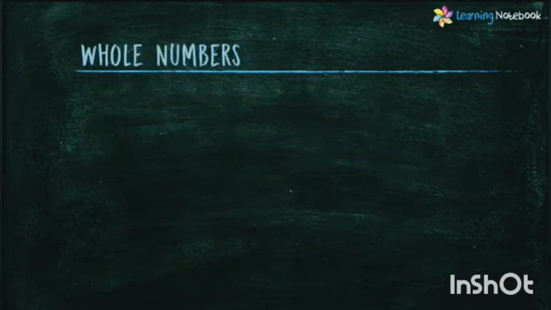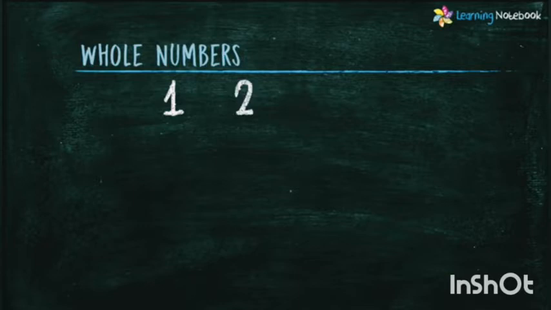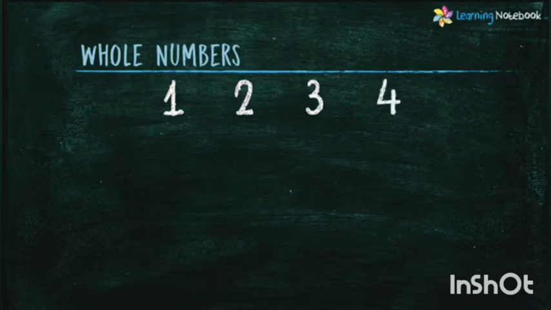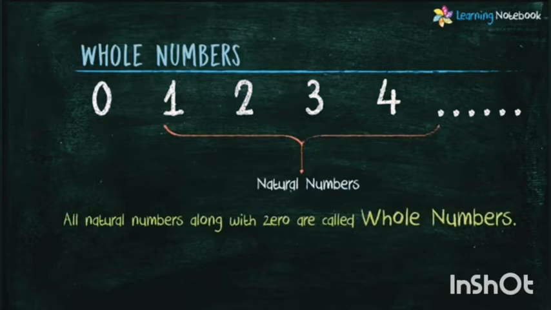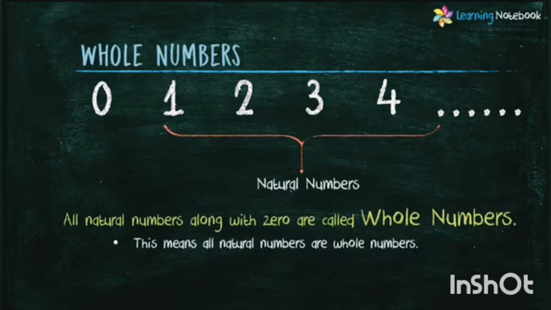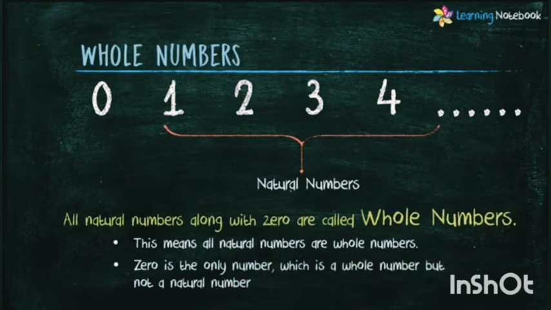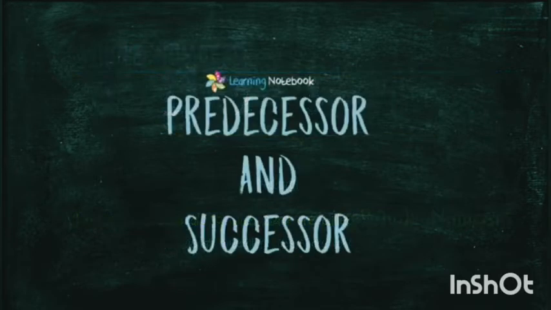Let's understand whole numbers. Now you know the natural numbers 1, 2, 3, 4 and so on. All the natural numbers along with 0 are called whole numbers. So this means all natural numbers are whole numbers. 0 is the only number which is a whole number but not a natural number.